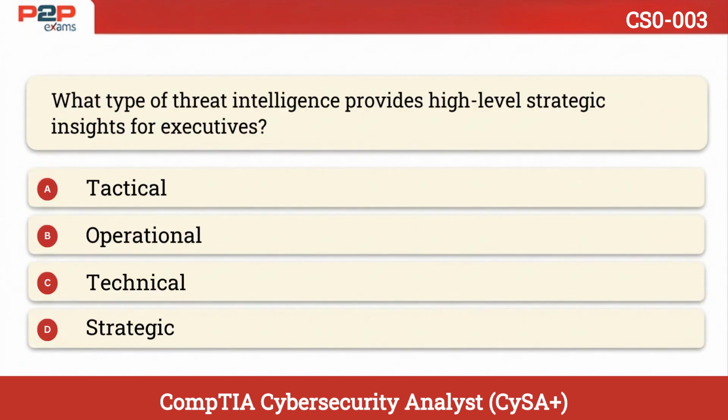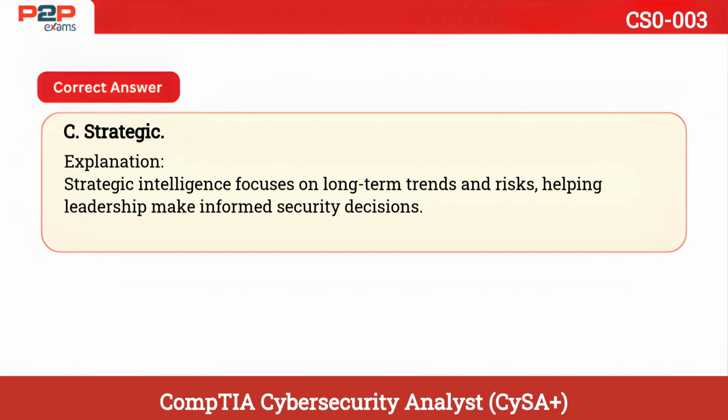Question 5. What type of threat intelligence provides high-level strategic insights for executives? A. Tactical. B. Operational. C. Technical. D. Strategic. Pause for a few seconds and consider your answer. Correct answer is C. Strategic. Explanation. Strategic intelligence focuses on long-term trends and risks, helping leadership make informed security decisions.